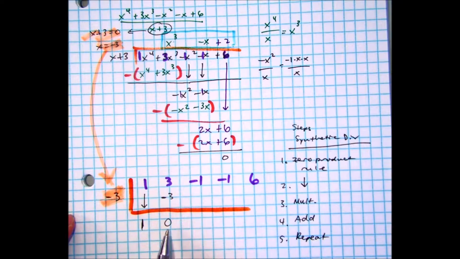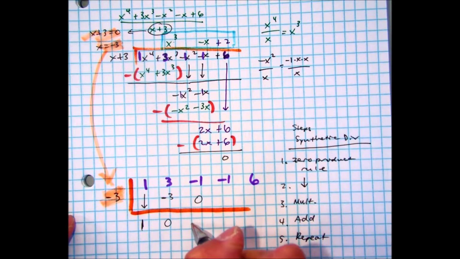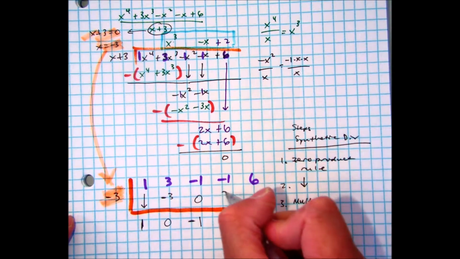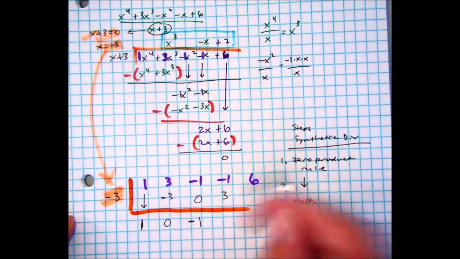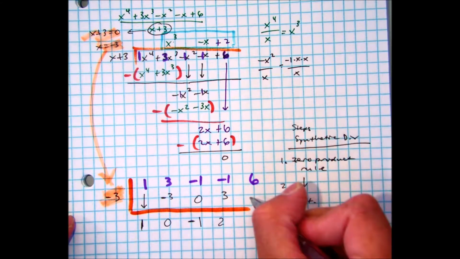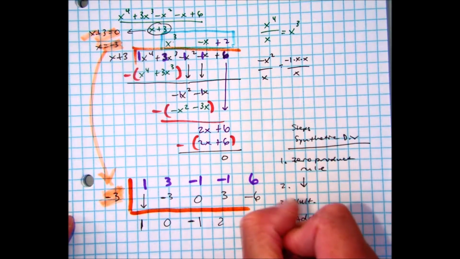-3 times 0 is? Add. -1. -3 times -1 is? +3. If you add those, multiply, add down, you get 0.